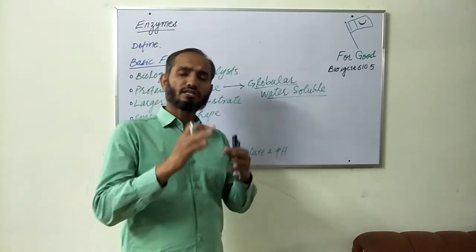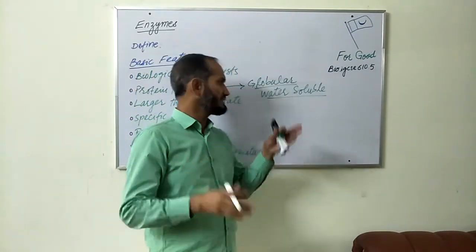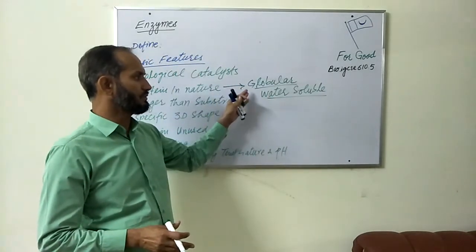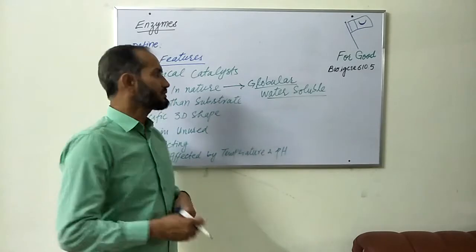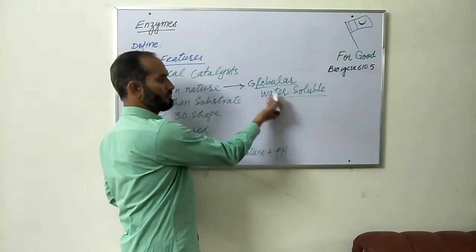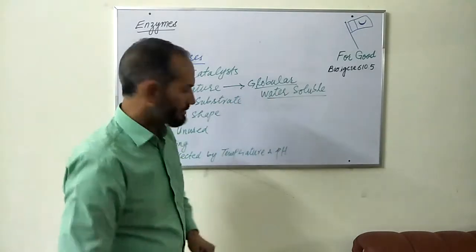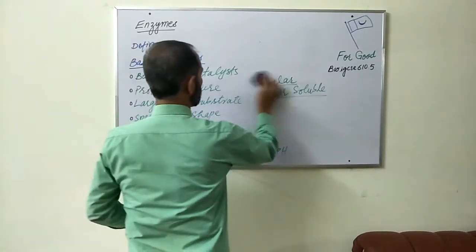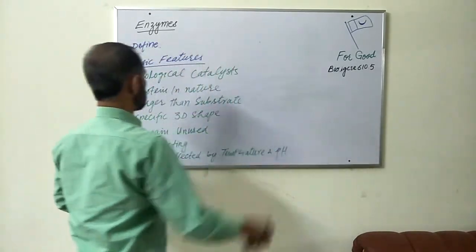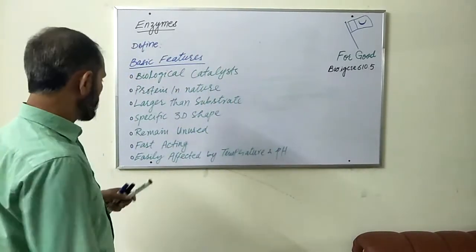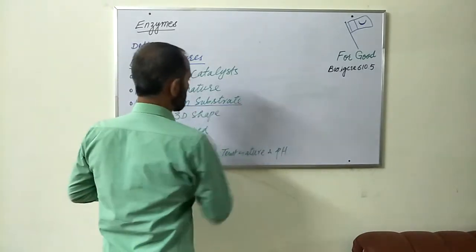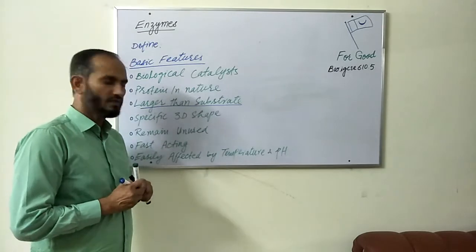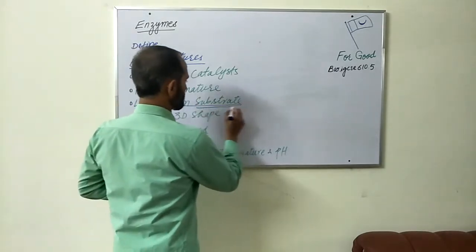It means all the chemical reactions which are catalyzed by the enzymes are possible only when the reactants are dissolved in water. So are the enzymes, that they are soluble in water. Okay, so this is the second feature of the enzymes, that they are protein in nature. The third is that they are always larger than the substrate. So what is this word substrate?